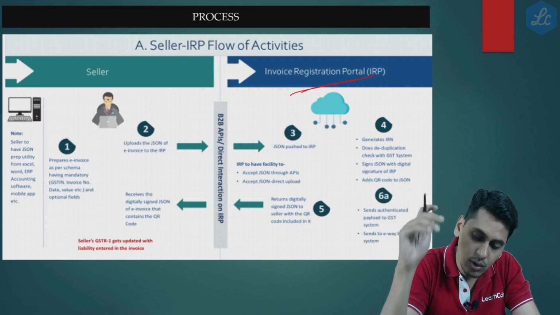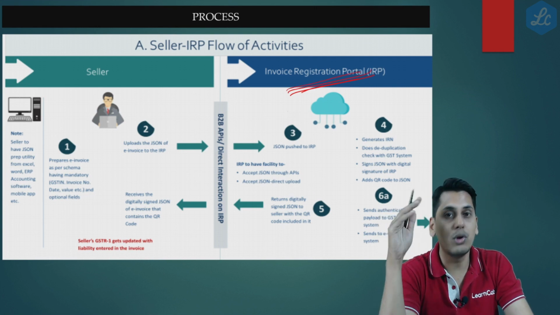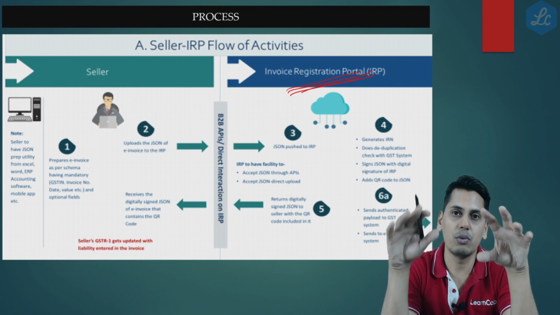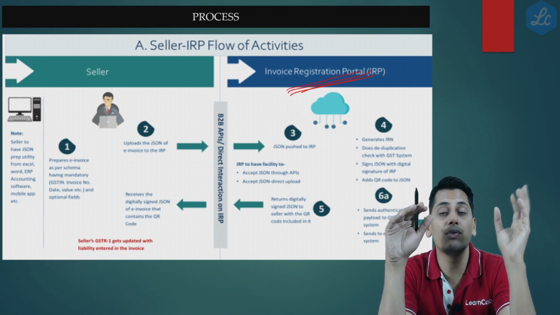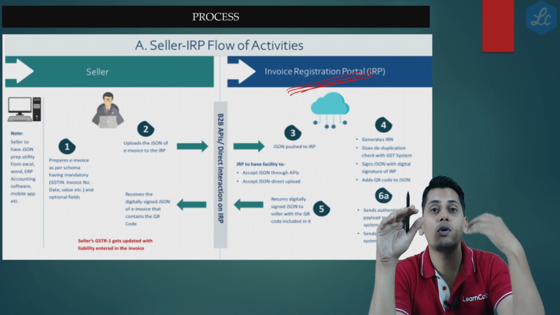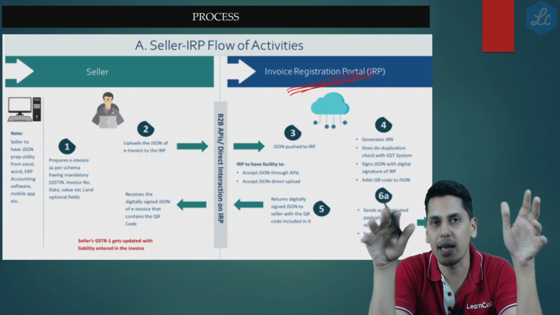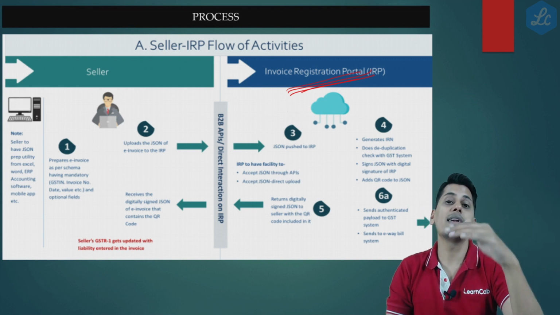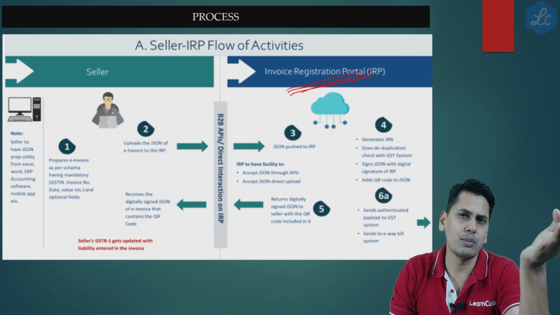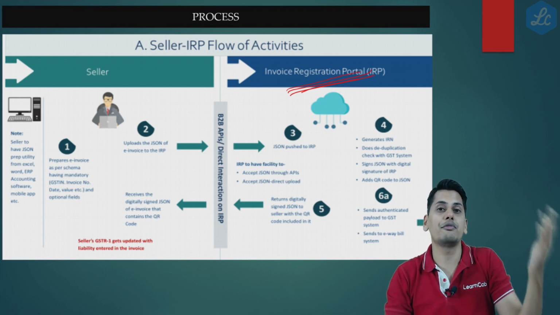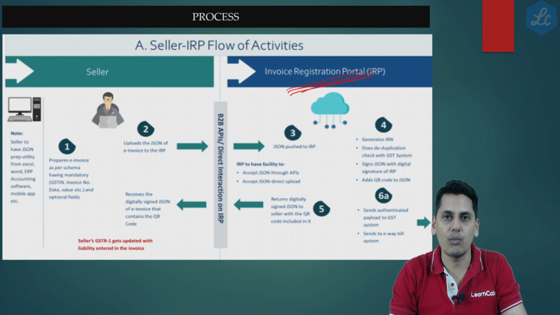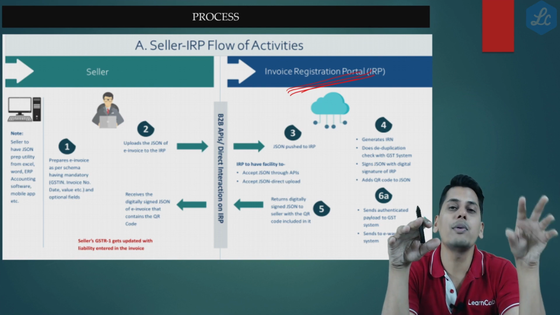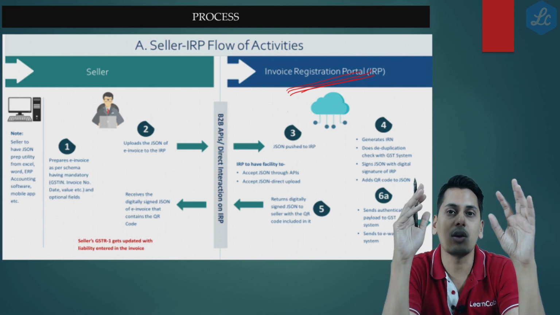And friends, also this invoice registration portal will share these details, will auto-populate the details of these invoices in the GSTR1 of the supplier. Friends, please understand, now when the invoice details have already been given to the invoice registration portal and the same details need to be filed when I am going to file my GSTR1, so naturally this invoice registration portal will auto-populate these details in GSTR1.